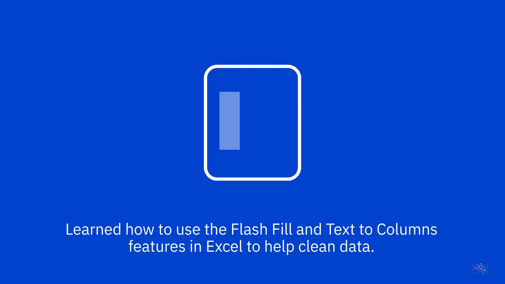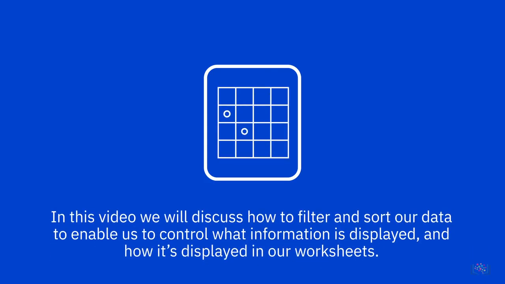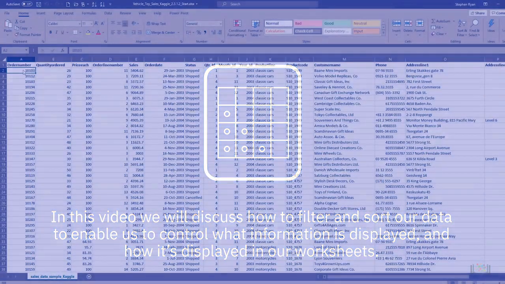In the previous video, we learned how to use the Flash Fill and Text to Columns features in Excel to help clean data. In this video, we will discuss how to filter and sort our data to enable us to control what information is displayed and how it's displayed in our worksheets.